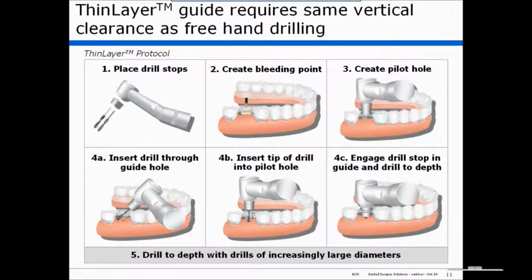You then place your 2 millimeter pilot drill, and you insert the drill through the guide hole, but you can do it at an angle. So if you place it at an angle, you now require no more vertical clearance than you would freehand drilling. In other words, if the drill and the handpiece will fit in someone's mouth without a guide, it will fit in their mouth with a thin layer guide.